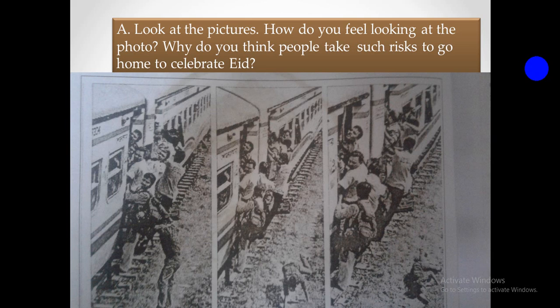How do you feel looking at the photo? I feel scared looking at the photo. Anybody will be scared looking at them. Why do you think people take such risk to go home to celebrate Eid? Yes, people take massive risks to go home to celebrate it because they feel a great attraction for their roots, or we can say that they feel a continuous pull in their heart for their kith and kin to spend quality time with them.